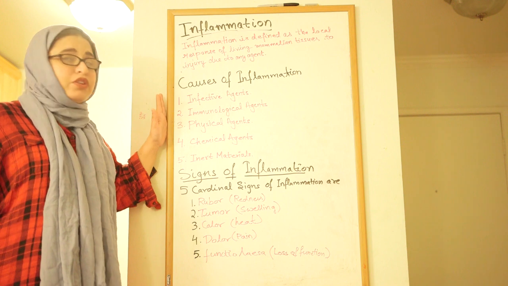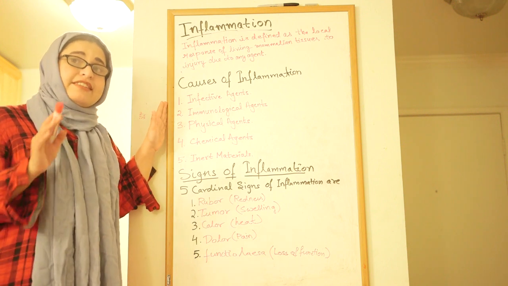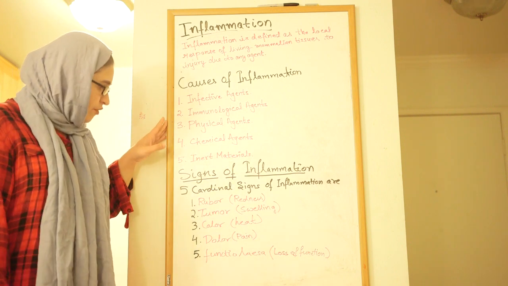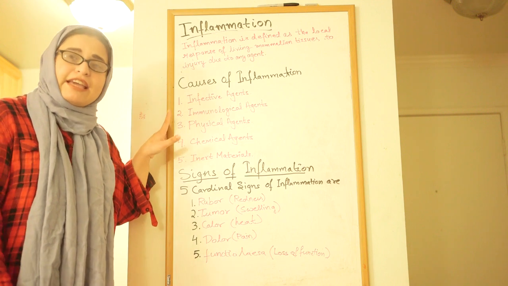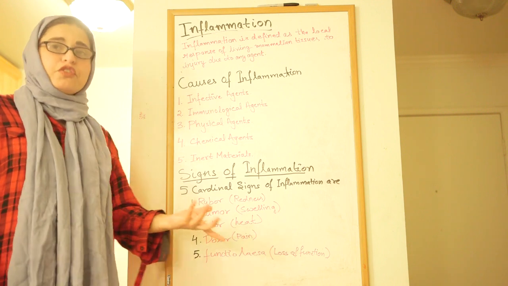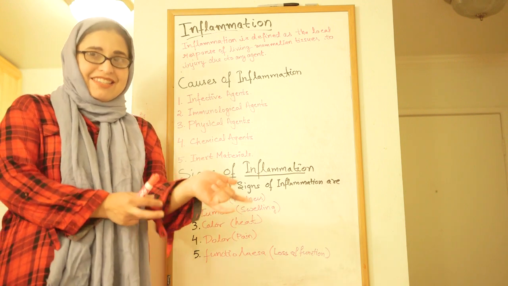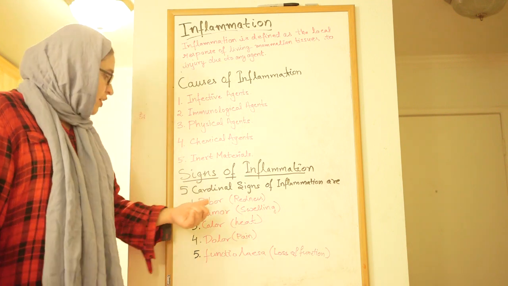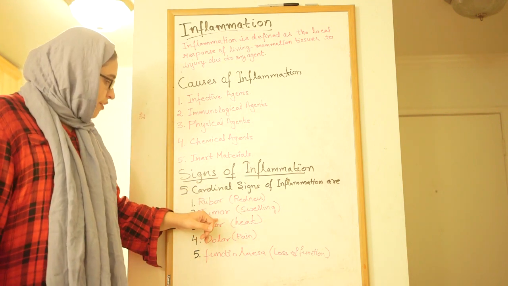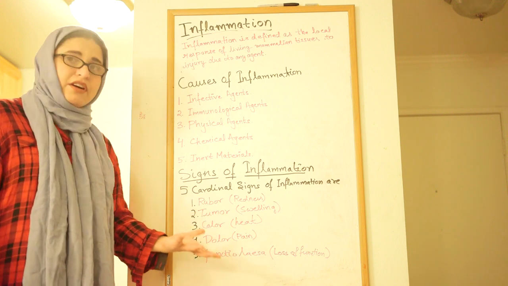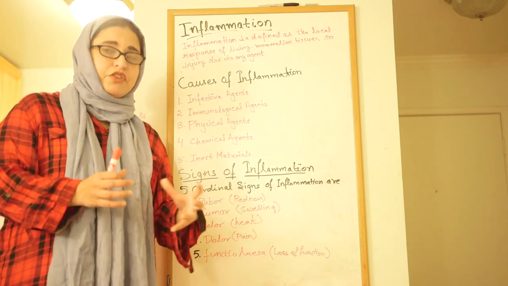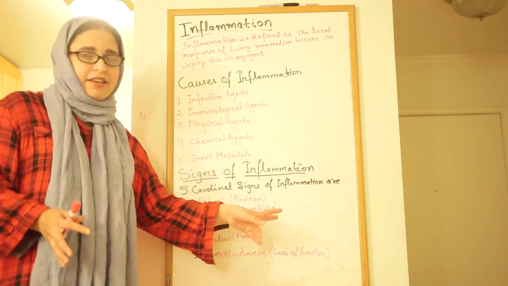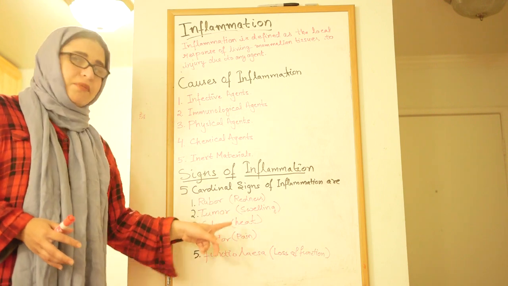Now the very important thing in inflammation is the signs of inflammation. What are the 5 cardinal signs of inflammation? The first cardinal sign of inflammation is rubor. What is rubor? Rubor means redness. Whenever there is inflammation, there is redness. Then we have tumor. You have heard in my previous video, tumor is like growing something. It's actually not growing, it's a swelling. Tumor means swelling. So there will be rubor, redness, and tumor, swelling.